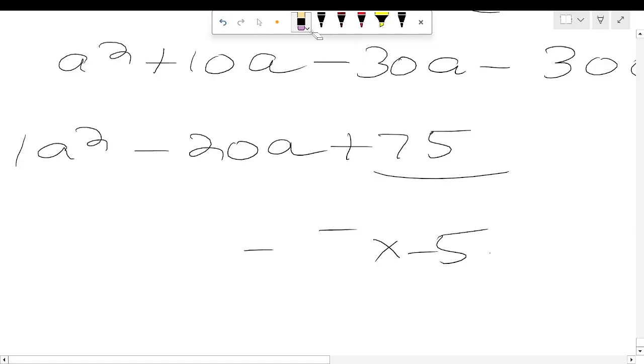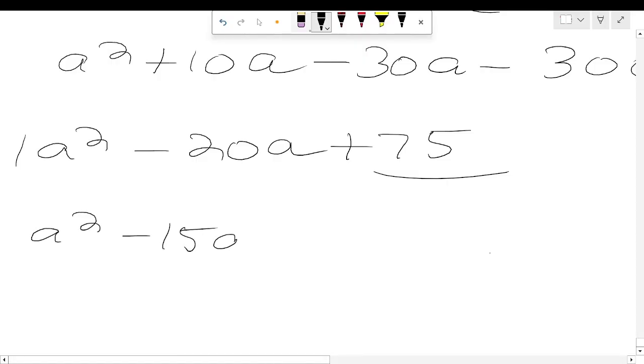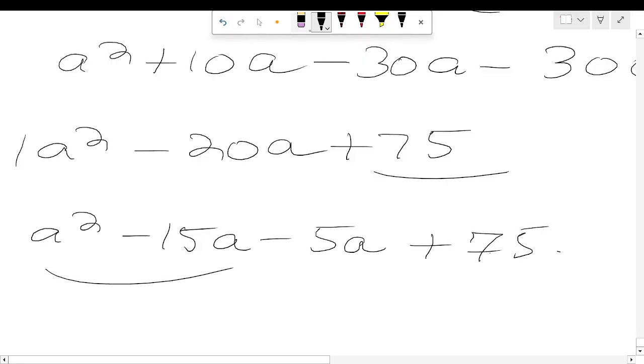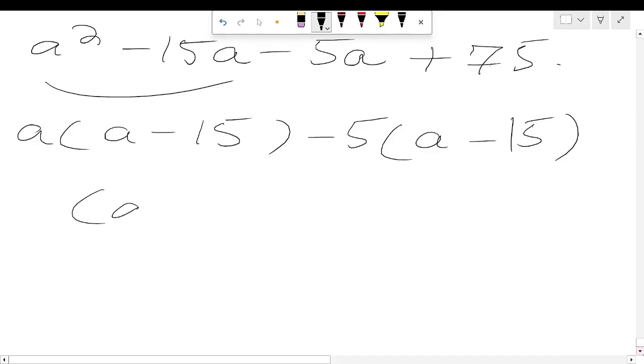So let's just place them in this quadratic equation. So I'll write a square, then I will write negative 15a, then negative 5a being added with 75. After that, we will get the common factor, which is this, and minus plus will be minus 5 bracket a minus, wait a minute, 5 and 75, we will have 15. Yeah, 15. And then we will pick a minus 15 and we will here pick a minus 5. So these are our two factors.